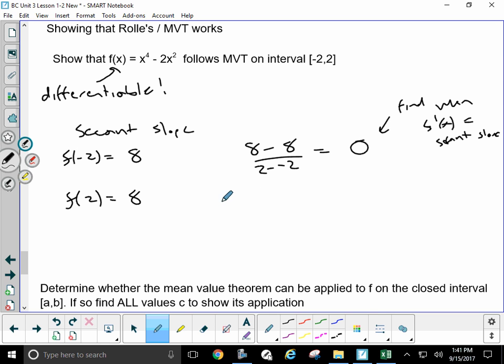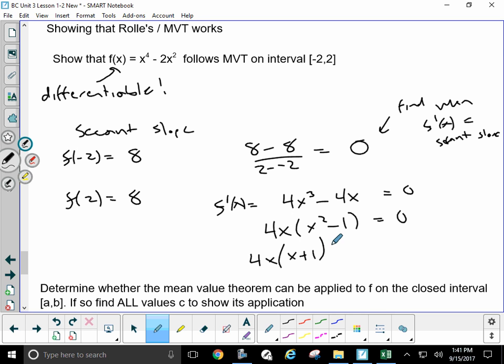Okay, f prime in this case is 4x cubed minus 4x. I set that equal to 0. 4x times x squared minus 1 can be factored to 4x, x plus 1, x minus 1. I get 3 locations, -1, 0, and 1, all between -2 and 2. I knew at least 1 was guaranteed, and I found 3. We'll do the rest of the examples, except for the calculator examples. We'll get to the calculator stuff at a later point in the video.